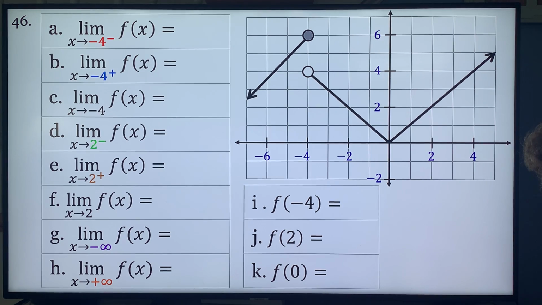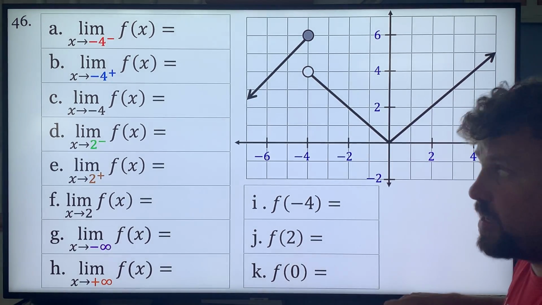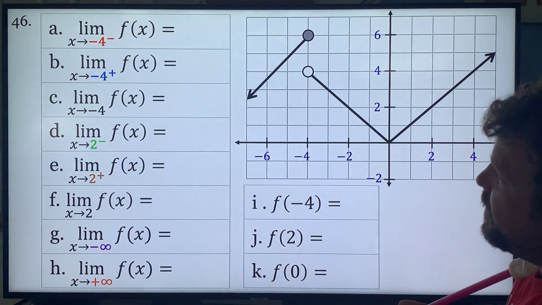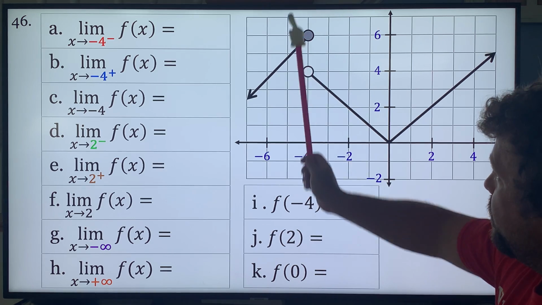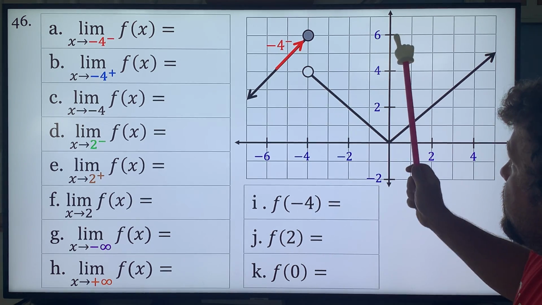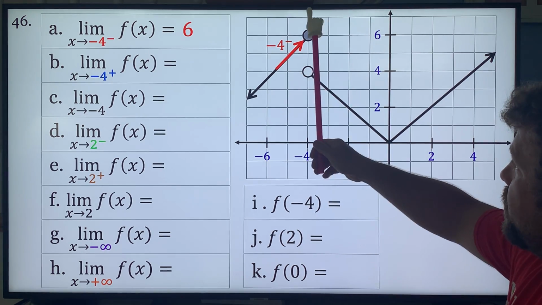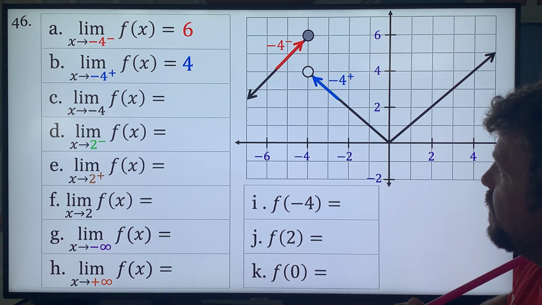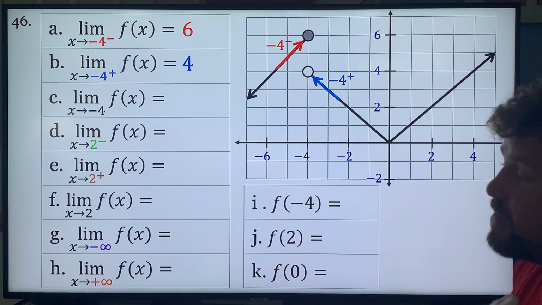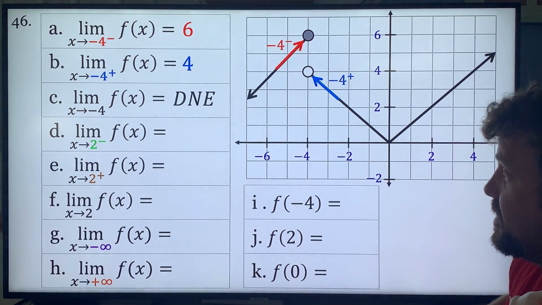What have we got? 4, 5, 6, 3 simple problems, just to reiterate what we did in the beginning. So first one. The limit of f of x as x approaches negative 4 from the negative side. Here's negative 4. From the negative side is right there. Your answer is 6. Limit as you're approaching negative 4 from the positive side. Answer is 4. What's the actual limit here? These are not continuous, so the limit does not exist.